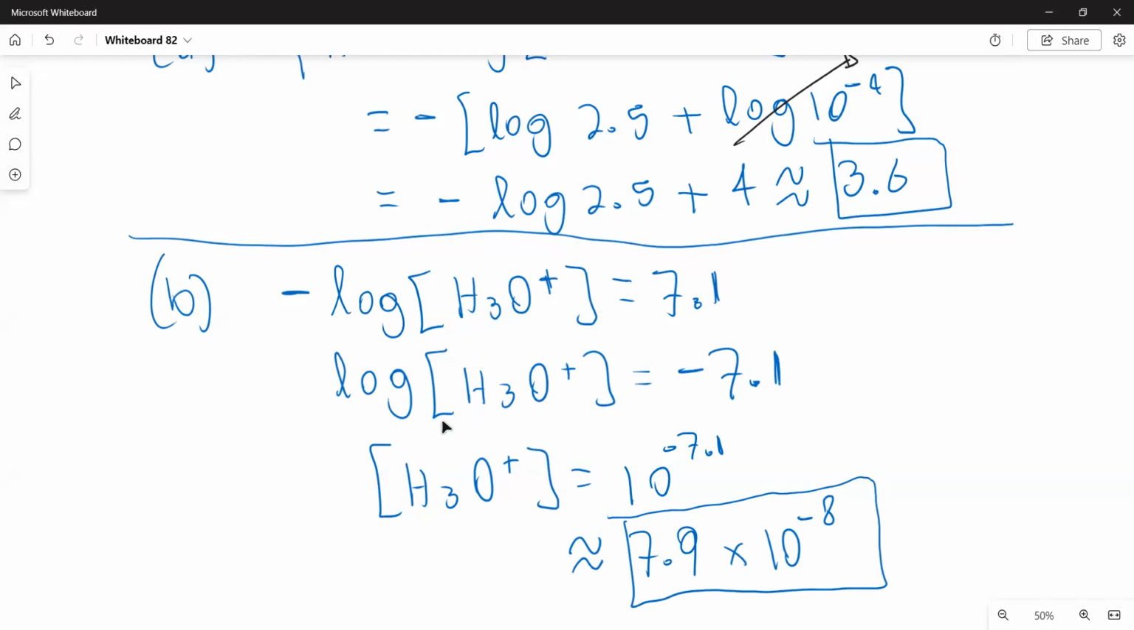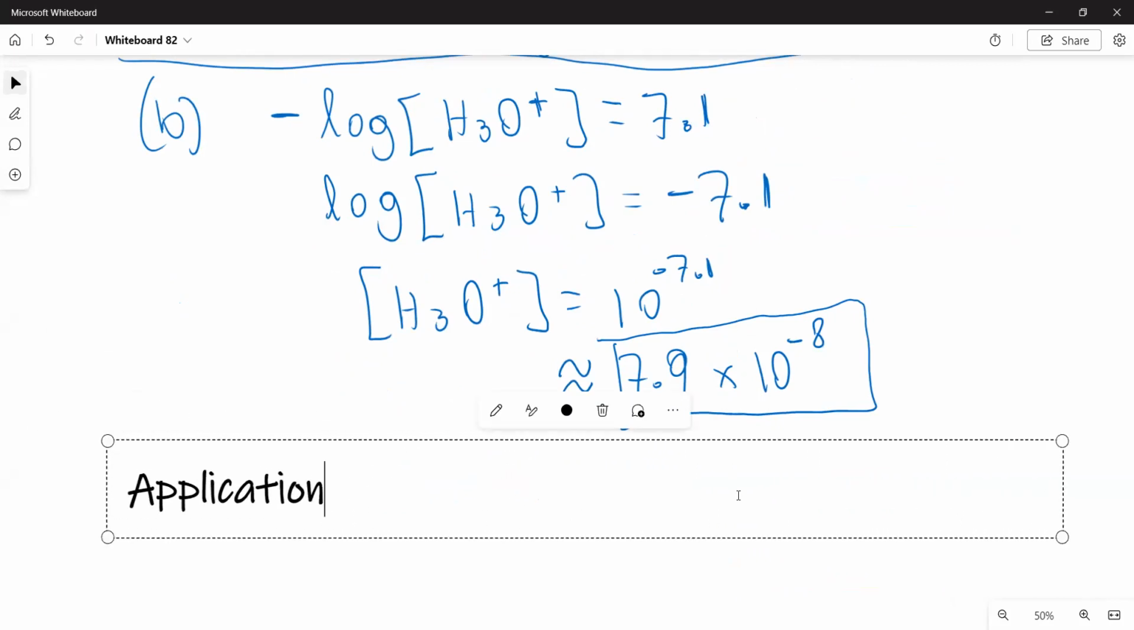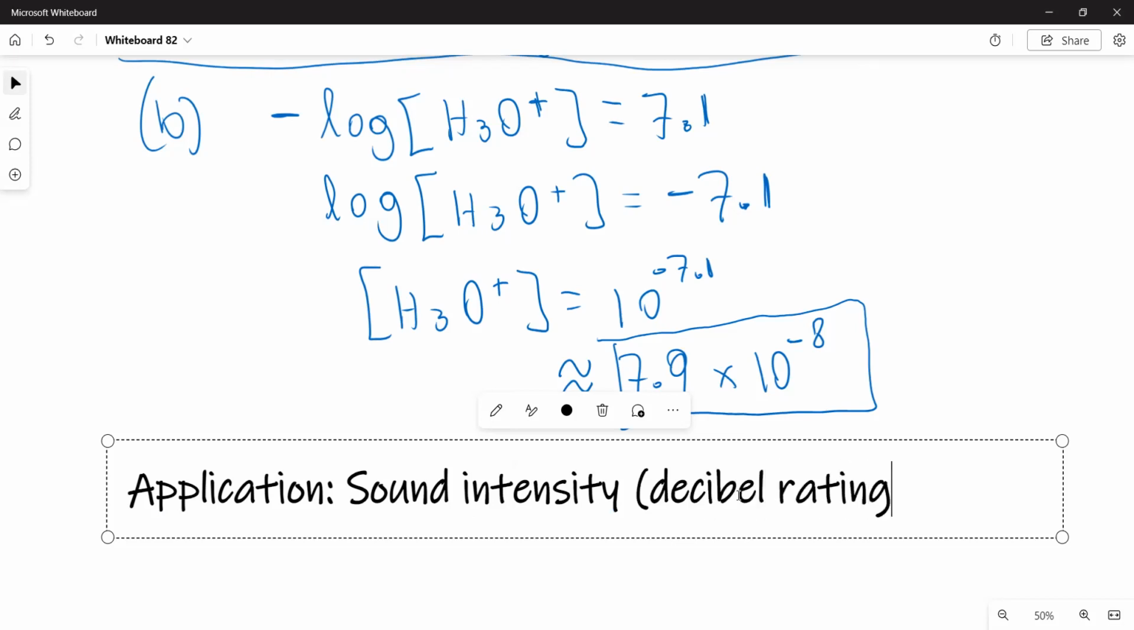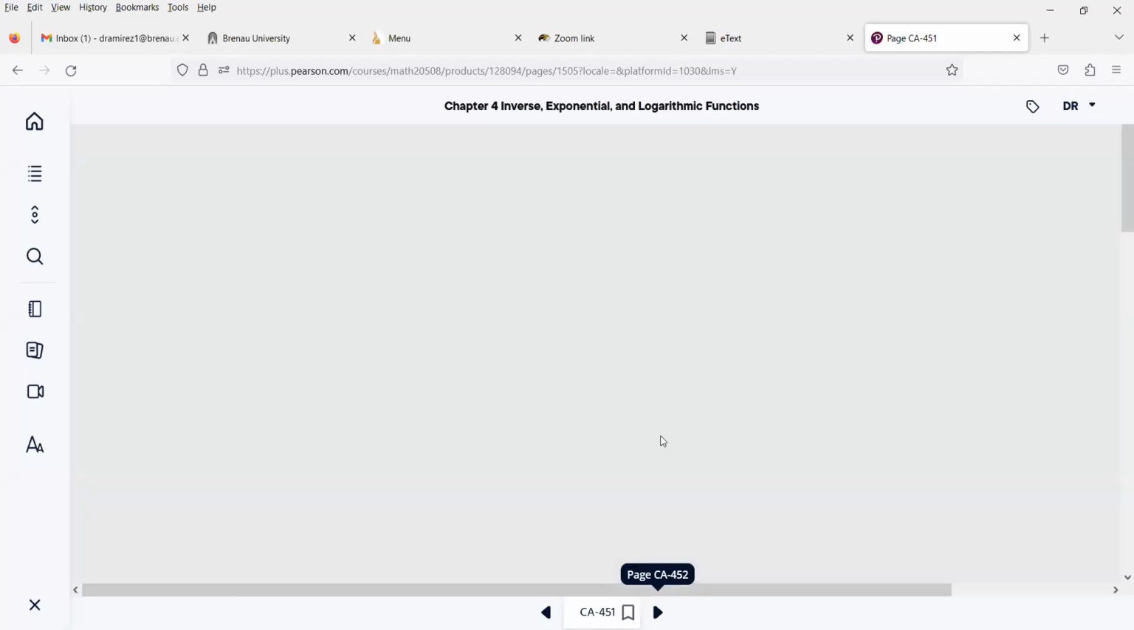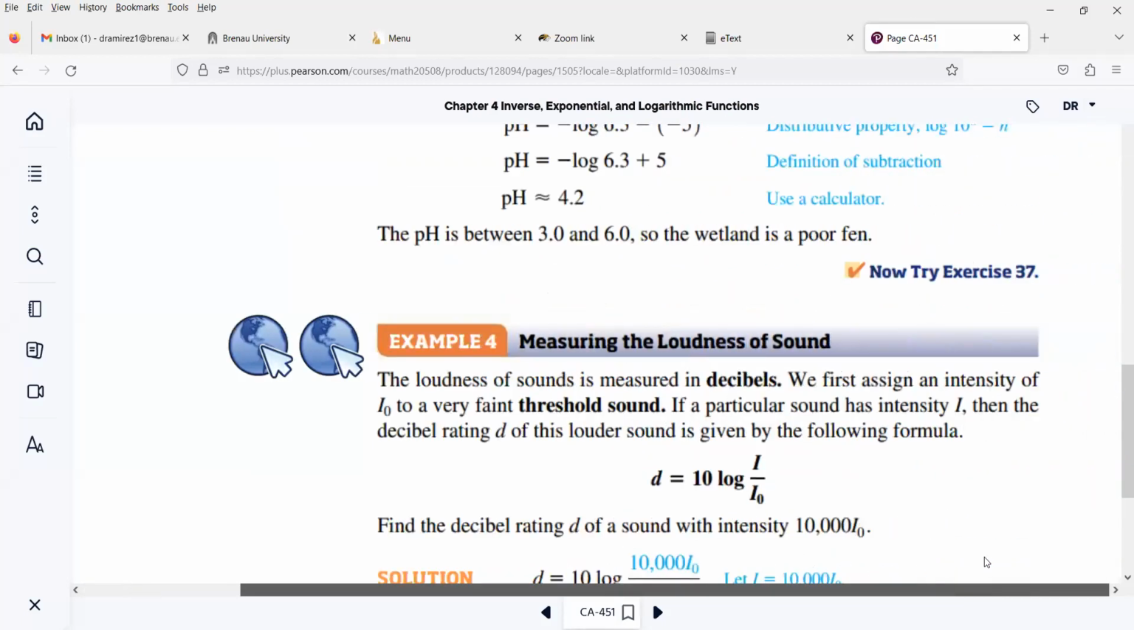So this is one application, the pH of a solution, and another application is decibel rating. That is the intensity of sound. There's a possibility that you have heard that term. And yeah, we did that. Okay, well, I'm just going to copy this problem.